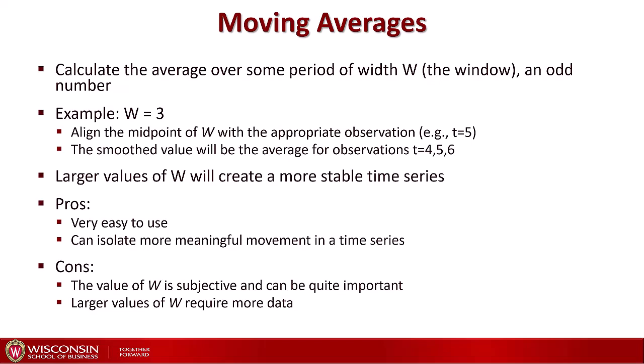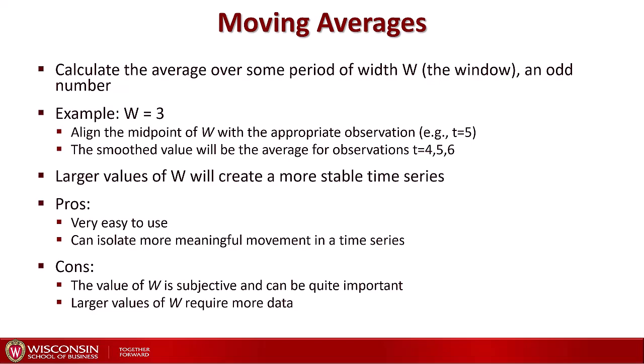For instance, let's say that the window width is 3. Then we take the midpoint of W at the current observation, let's say t equals 5, and we smooth the value at this point by taking the average between the observations 4, 5, and 6. So we took the average over 3 observations, and the middle is observation 5. The more you increase the width of the window, the more you have a stable time series, so the more smoothed out it appears.